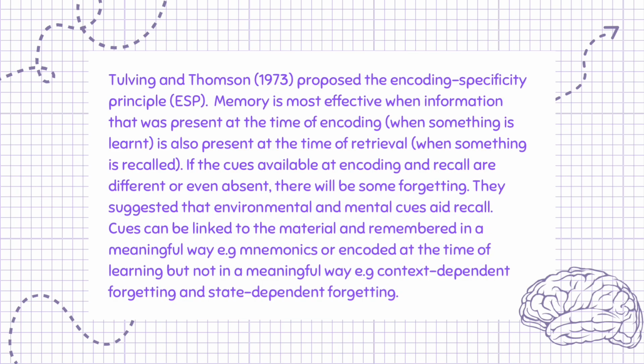Tulving and Thompson, 1973, proposed the encoding specificity principle, ESP. Memory is most effective when information that was present at the time of encoding, when something is learnt, is also present at the time of retrieval, when something is recalled. If the cues available at encoding and recall are different or even absent, there will be some forgetting. They suggested that environmental and mental cues aid recall. Cues can be linked to the material and remembered in a meaningful way, e.g. mnemonics, or encoded at the time of learning but not in a meaningful way, e.g. context-dependent forgetting and state-dependent forgetting.